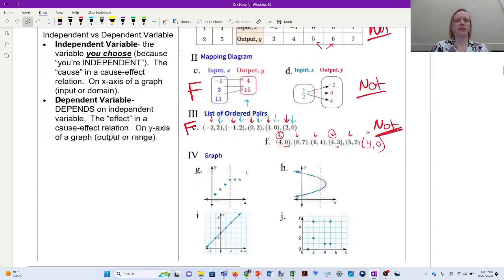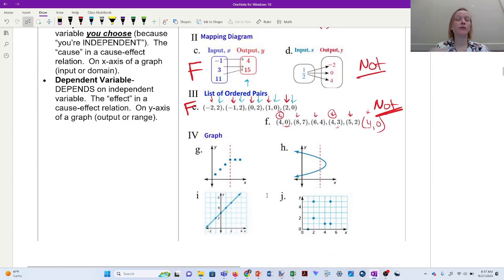Let's look at graphs. Graphs require a different approach, although in some ways it's easier. The way you can use a graph to determine whether the relation is a function is to use what's called the vertical line test. And you can see there's a dotted red vertical line here on graph G and a dotted vertical line here on graph H.